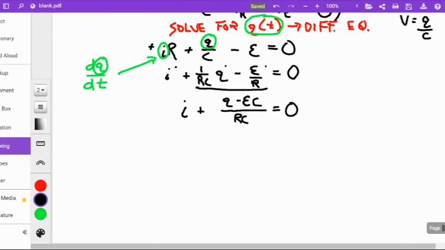Okay, then what I do next is I'm going to bring that term over to the other side. So I subtract it. I'm going to write it like this.